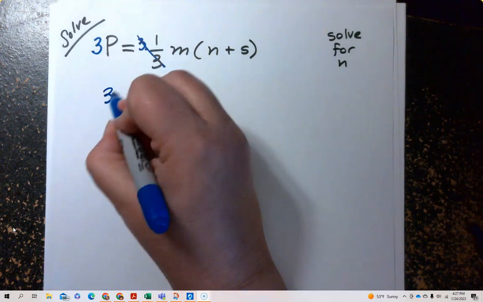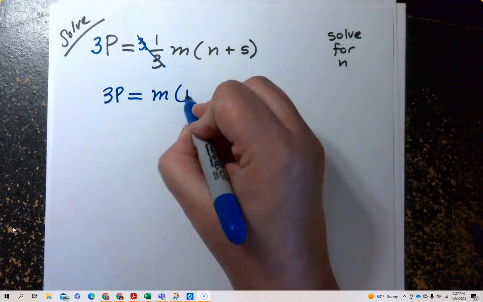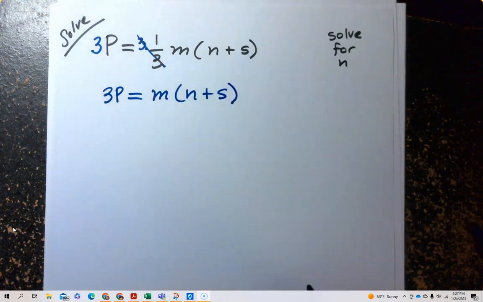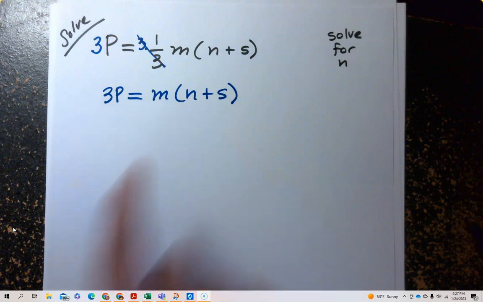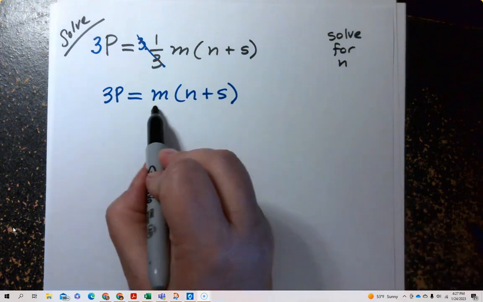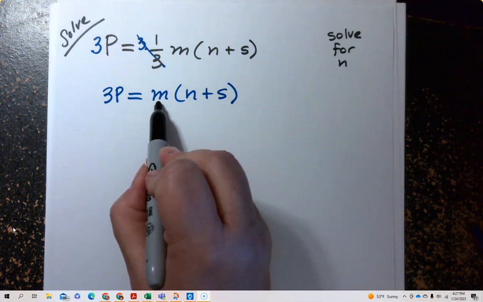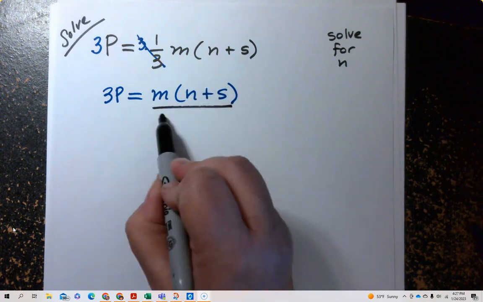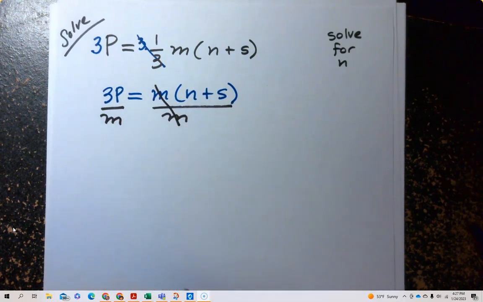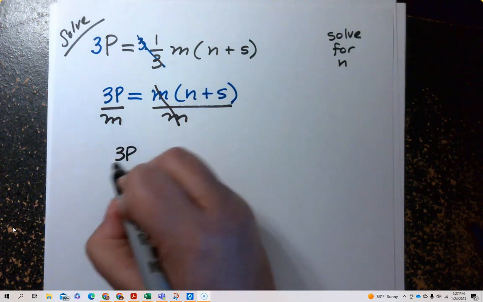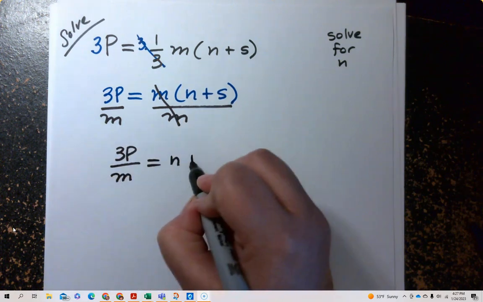So let's rewrite that. Next, you could distribute here, but I would rather not. And that's because what I'm trying to get by itself is inside the parentheses. If that's the case, it's quicker or more efficient in my mind, and it still would work if you chose to distribute here. But it's quicker to get rid of that now. In other words, m is times all of that. So divide everything by m, and it will go away. So now I have 3p over m equals n plus s.